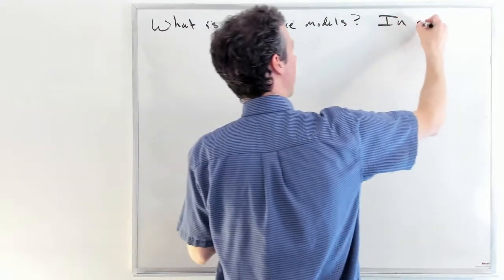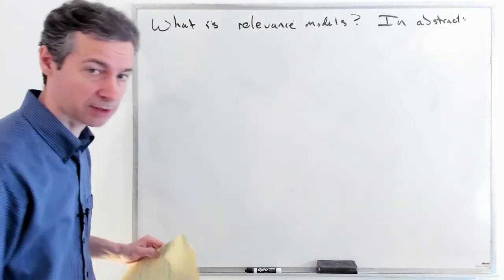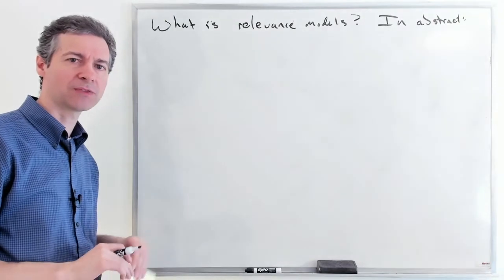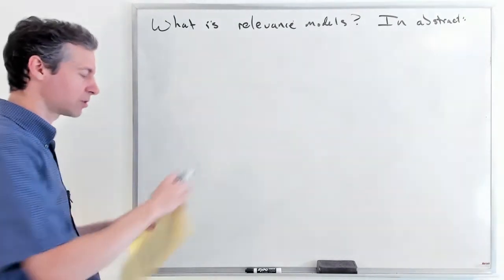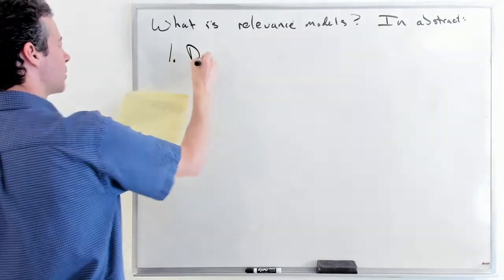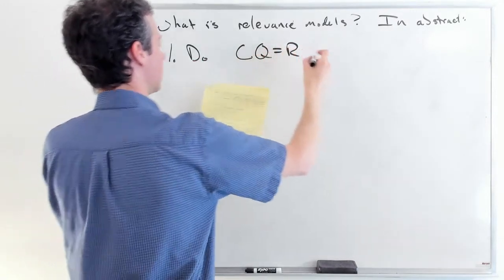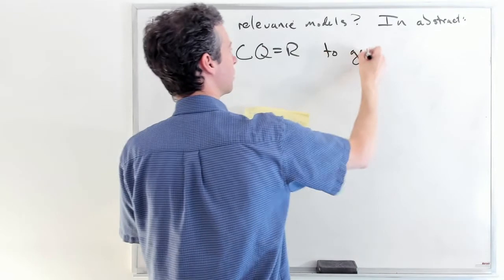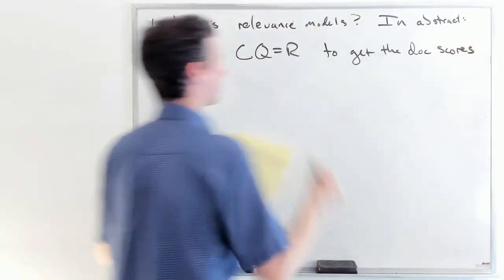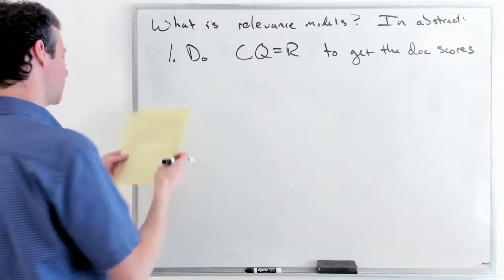In sort of an abstract form. So I gave you the form previously. Now let's go a little bit more on the hand-wavy side of things, but it's still a reasonable way to understand what they're doing. The first step is we do, as I said, C times Q equals R to get the doc scores. So these are our document scores in the results. R is results here, not relevant, okay?